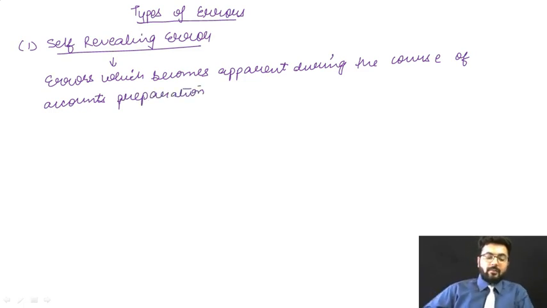So, if I talk about a check, the check was basically issued, but that got omitted. While preparing the bank reconciliation statement, you will immediately come to know about that. Yes, this check was issued, but that has not been encashed. So you will come to know about such kinds of things which are self-revealing. You will immediately come to know that yes, this is missing. Right?